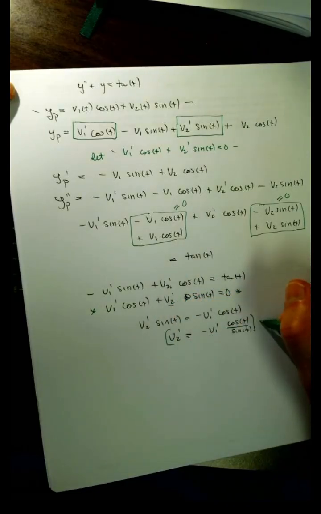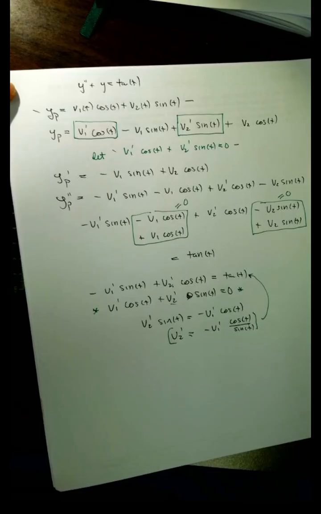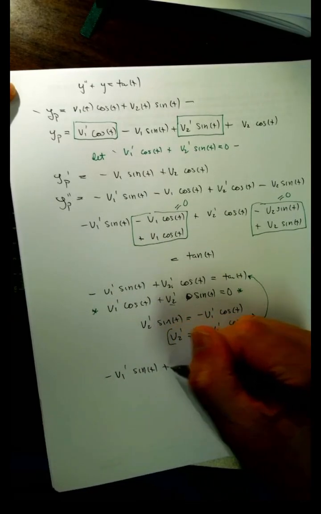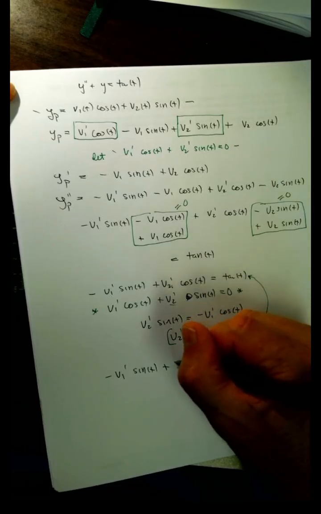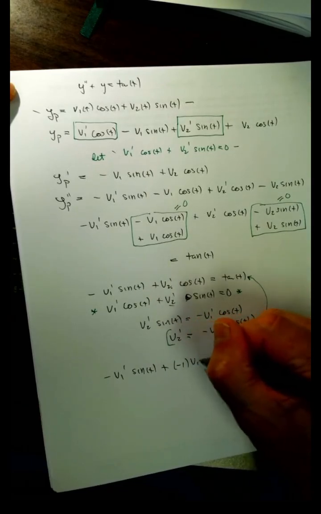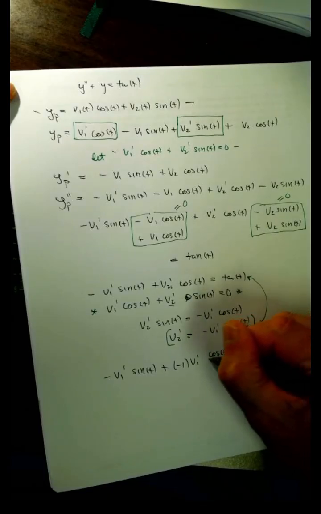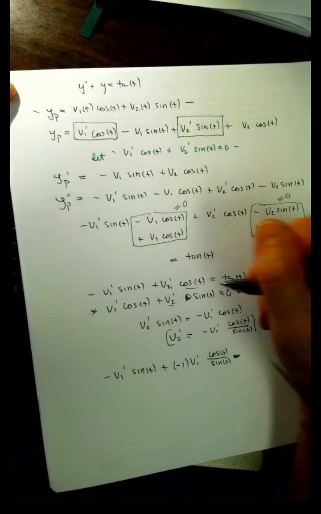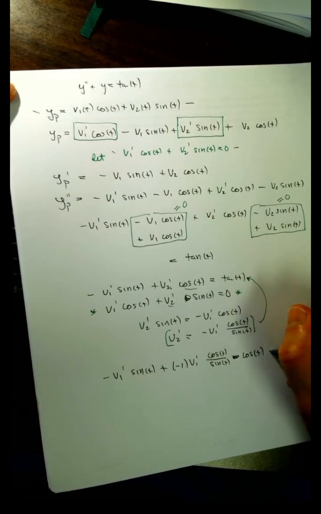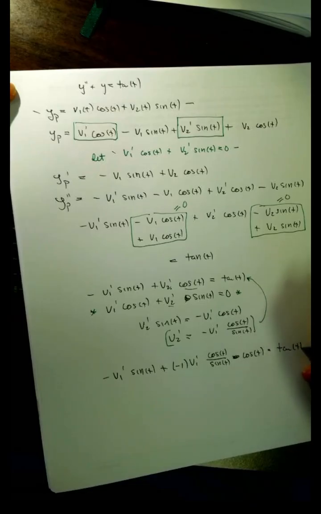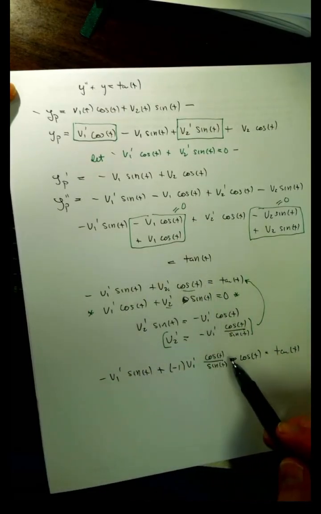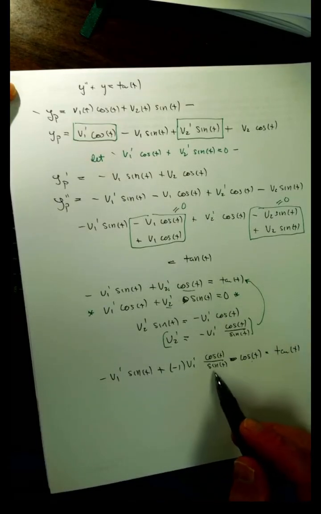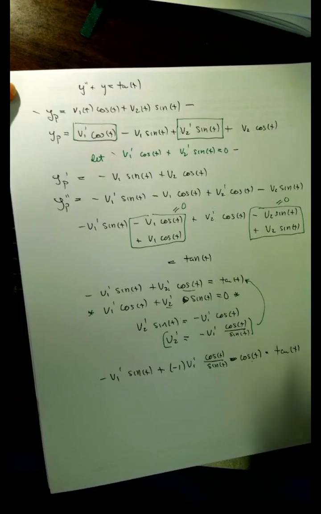So taking that and plugging it into the first equation, I get minus v1 prime sine of t plus a negative v1 prime cosine over sine, oops, I gotta be careful, times cosine, equals tangent. Is that correct? So that's that term. All of this times cosine, I think we're okay. I don't like that sine. Let me multiply everything by sine of t.